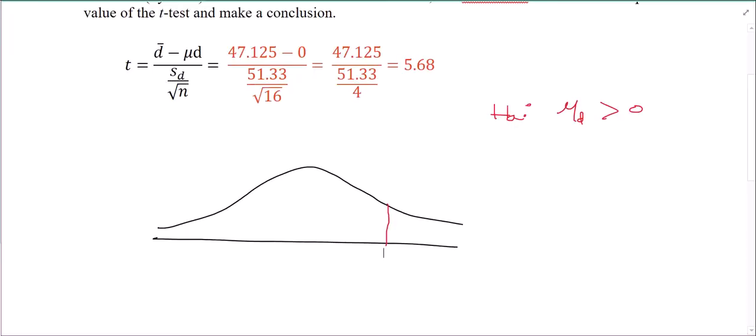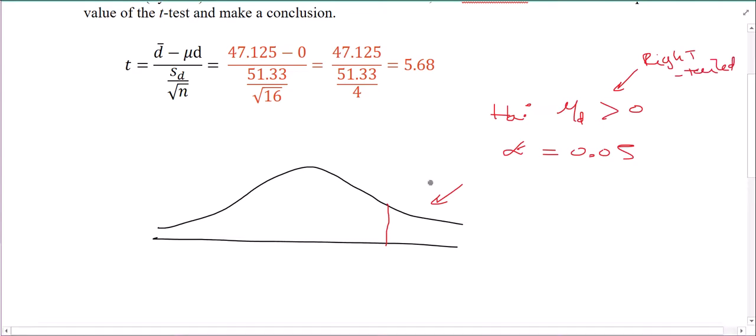So I'm going back to the critical region here. So that means that if I'm looking at level of significance of 0.05, that means that since this is a right tail test, that means that 0.05 of the area is going to be over here. Now we can look at our t-table to see what the critical t is. What is our t-score that gives us 0.05? So let's go to the t-table.